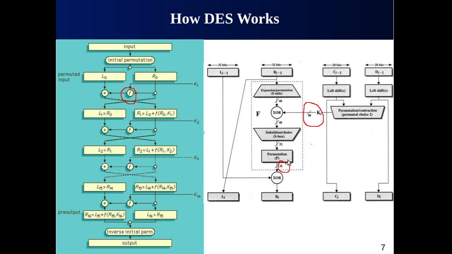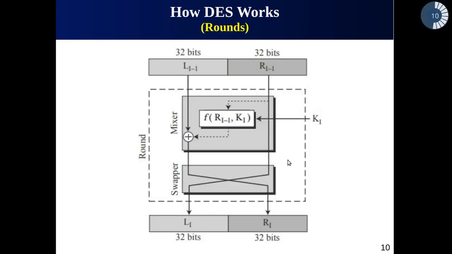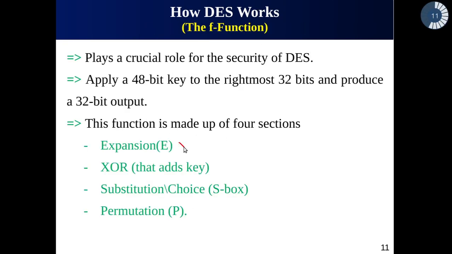This function is made from 4 components. The first component is the expansion or E table. The second component is the exclusive OR that adds the key. The third component, which is very important, is the substitution or choice boxes, also known as S-boxes. And the final component is permutation P. This F function plays a crucial role in the security of the DES.